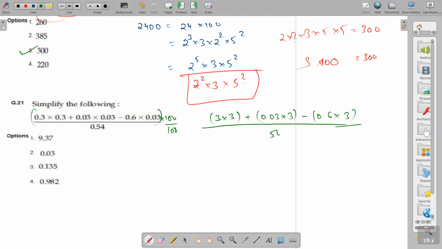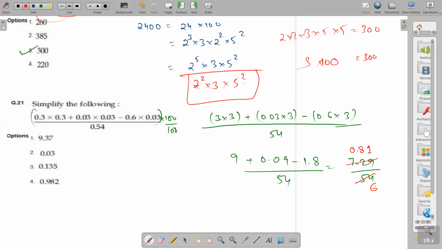and this is 54. 3 into 3 is 9. 0.09 minus 1.8 by 54. 9 minus 1.8 is 7.2. 7.2 plus 0.09, 7.29 by 54. And this is divisible by 9. 9 6s are 54. 9 8s are 72, and 1.